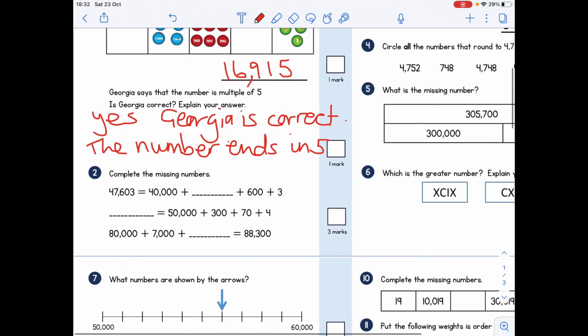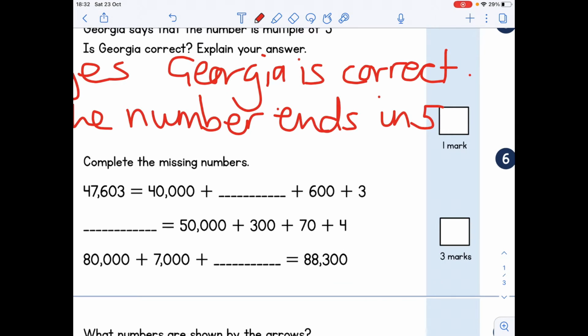2. So we're looking at breaking up this number here. We've already got the 40,000, so that's the first number here. Then we want the 7,000. The 600 is already there. No 10s and 3 ones is already there. So that's already broken up. Here, it's already broken up for you. You have to put the number all together.